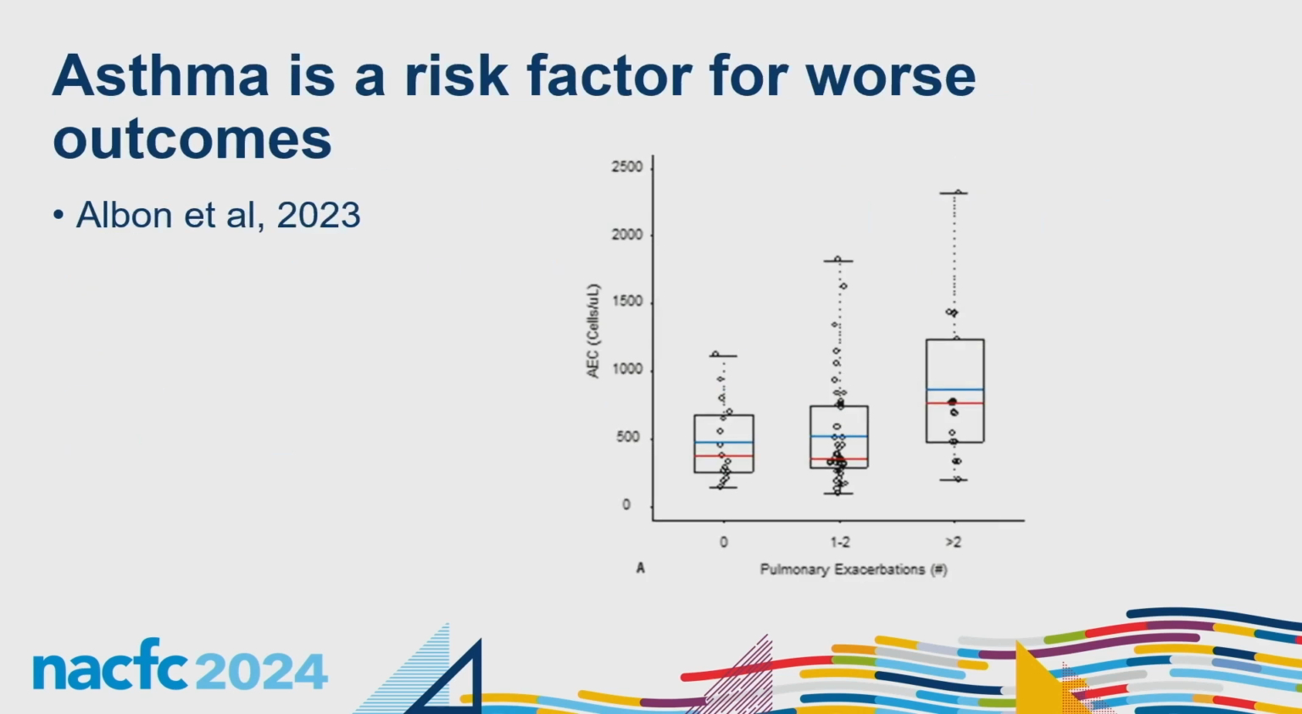At the same time, uncontrolled asthma is also a risk factor for worse disease outcomes in CF. We've seen recently from Albin et al. that high eosinophil count is associated with an increased incidence of pulmonary exacerbations of CF.